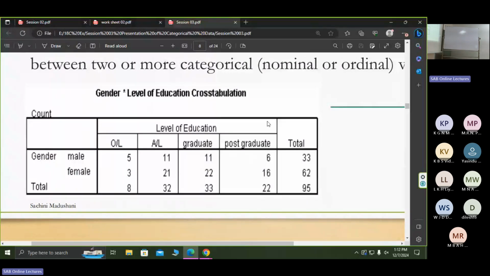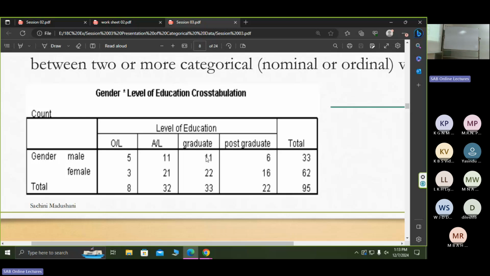Understood? Then how do we interpret this kind of table? How do we interpret this table? This table shows the gender and level of education both. Take the 11, that frequency value: their level of education is graduate, their gender is male. Then we can simply say there are 11 male graduates. Always we talk about both variables, the graduates and the male.